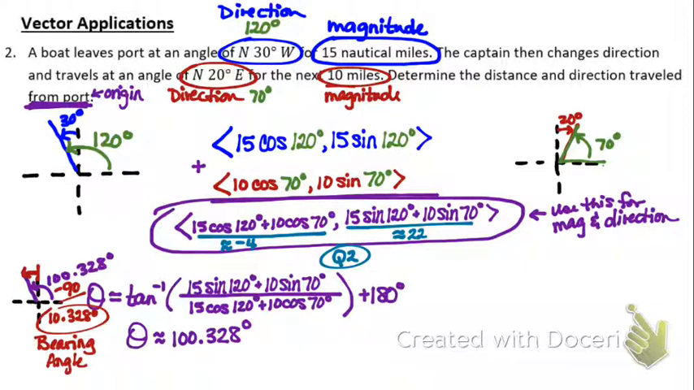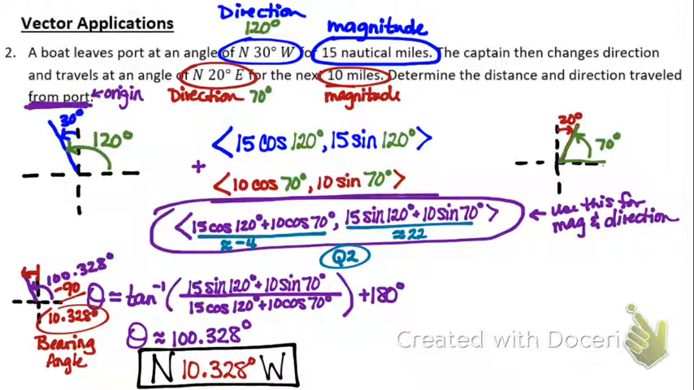What directions do we need to travel to get to quad 2? North and west. So it's going to be north 10.328 degrees west. Remember, tangent finds my standard position angle, but then I have to figure out how to write that as a bearing from a north-south line.